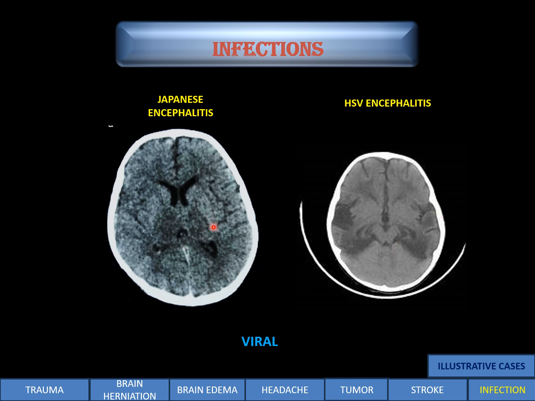Japanese encephalitis or any flavivirus, the basal ganglia gets involved and is hypodense. This is the area of the thalamus which is involved in case of Japanese encephalitis. HSV encephalitis is more of a temporal lobe involvement.